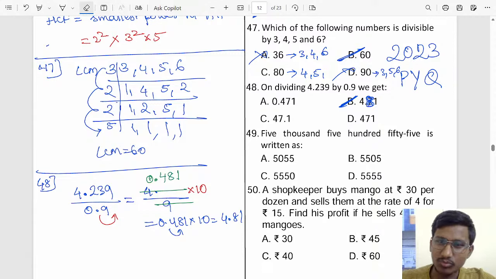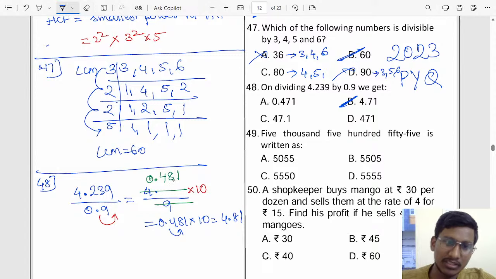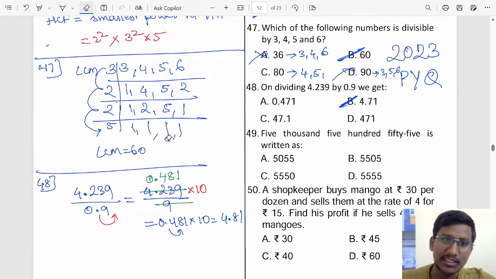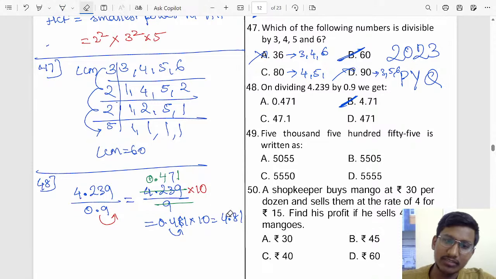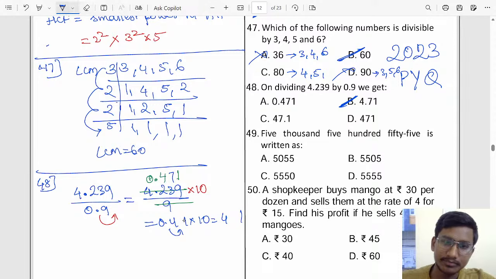So that is 4.71 will only be the answer. 4.239 means the answer will come 4.71 here, and then here also 4.71. So you will get 4.71. Okay, so answer option B. I hope you understood. So let us do 49 question.